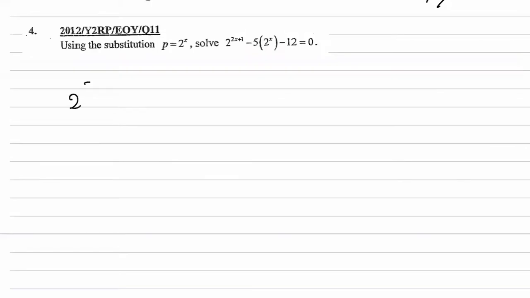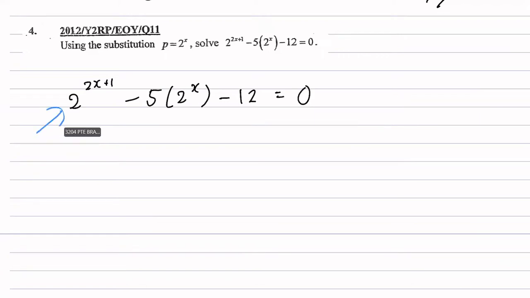So question 4, using the substitution p equal to 2 power x, solve this equation. Tell me what to write, then I write for you. Oh, you want to write? Okay, this one can just be 2p.